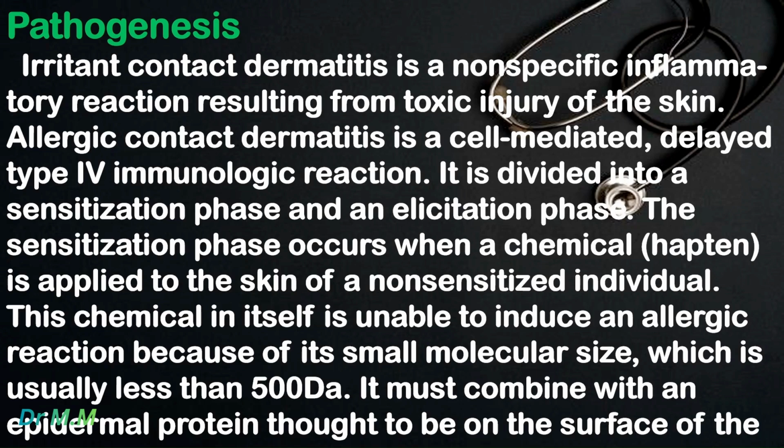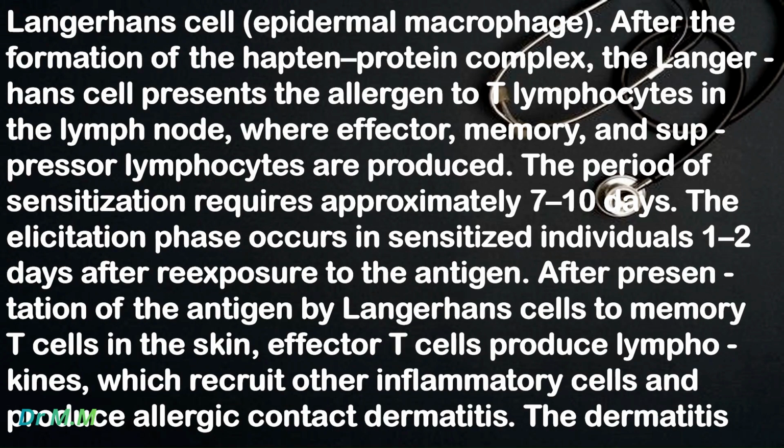This chemical in itself is unable to induce an allergic reaction because of its small molecular size, which is usually less than 500 Dalton. It must combine with an epidermal protein thought to be on the surface of the Langerhans cell or epidermal macrophage. After the formation of the hapten protein complex, the Langerhans cell presents the allergen to T lymphocytes in the lymph node, where effector memory and suppressor lymphocytes are produced. The period of sensitization requires approximately 7 to 10 days.